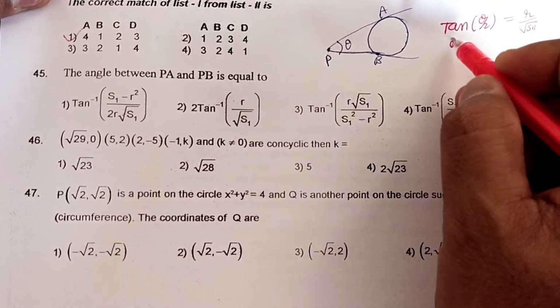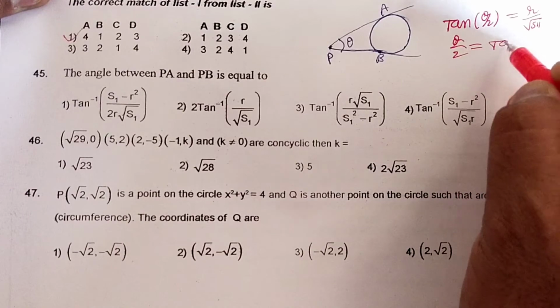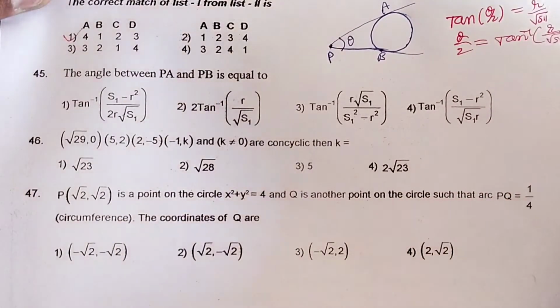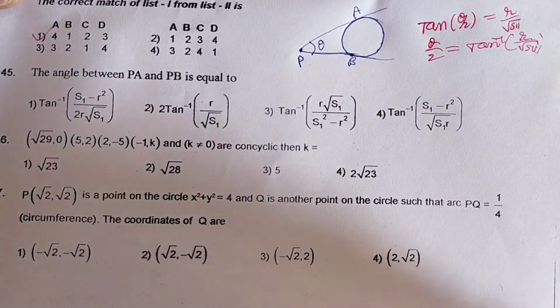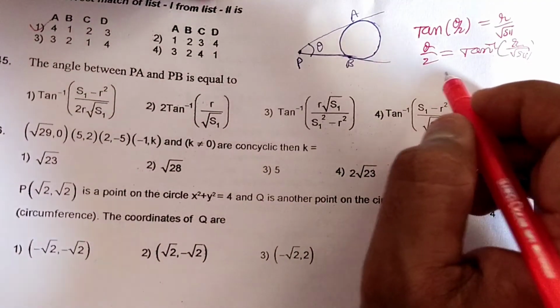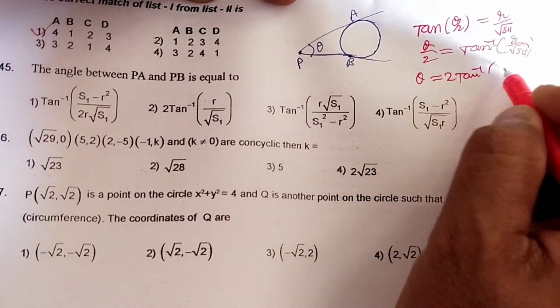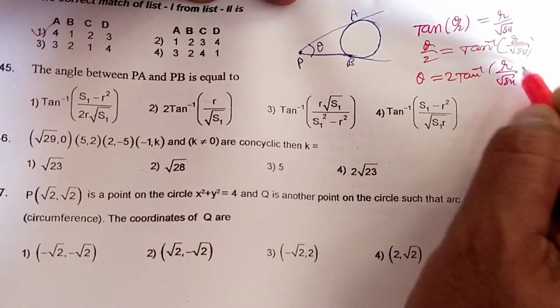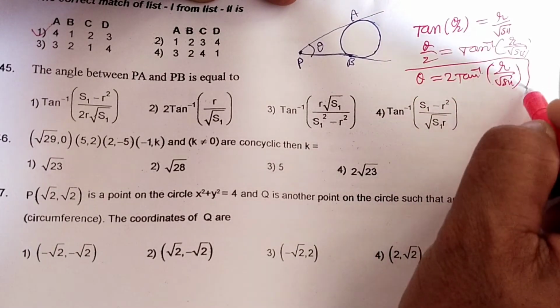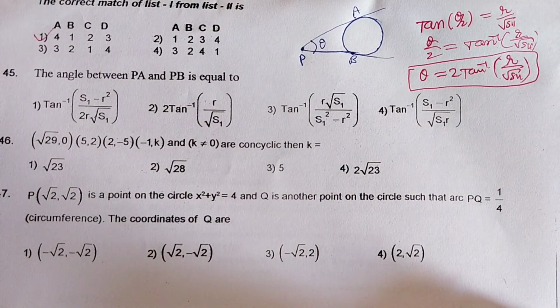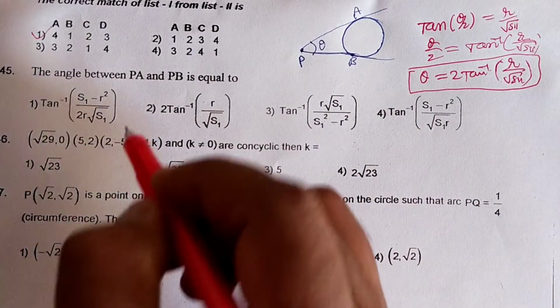So from this, make theta by 2 the subject. So tan inverse of R by root S11. So from this we want theta. So theta equal to 2 tan inverse of R by root S11. So theta equal to 2 into tan inverse of R by root S11, which is there in the second option.